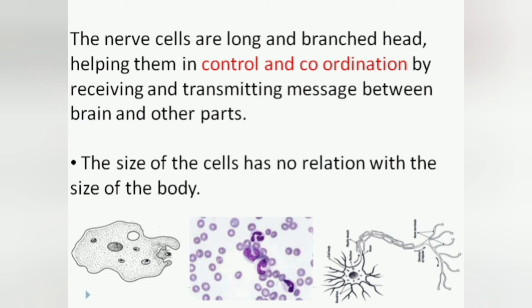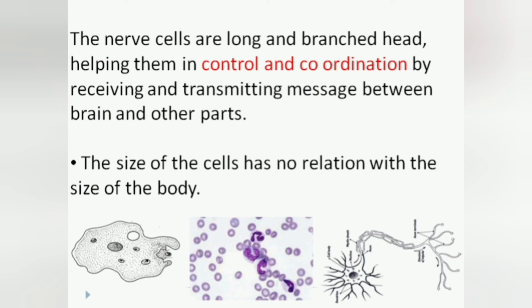The nerve cells are long and branched, helping them in control and coordination by receiving and transmitting messages between the brain and other parts. The size of the cells has no relation with the size of the body. The size of the cell is related to its function. For example, nerve cells both in the elephant and rat are long and branched.